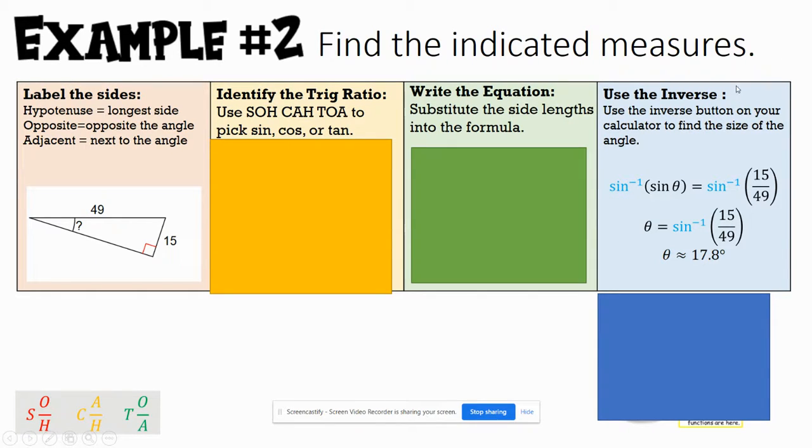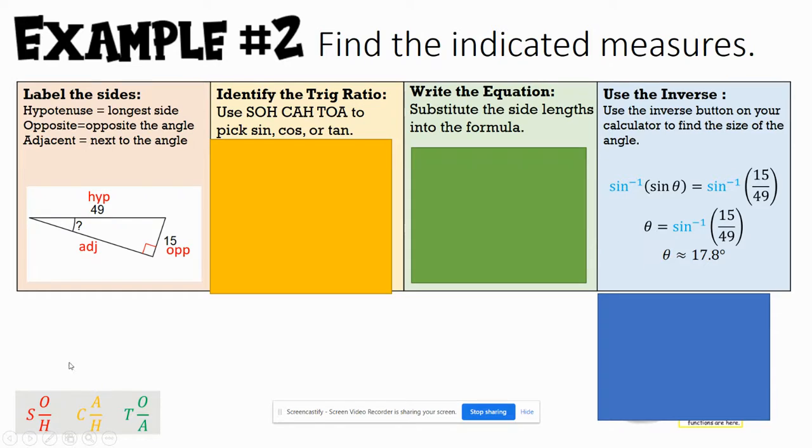Number 2, let's take a look at another example. I'm going to label the side lengths. So what was the hypotenuse? That's always across from the right angle. If I touch the angle, I'm touching the adjacent side, and then the only thing that's left is the opposite side. My goal is to find an angle. That means that I must know two of the sides. What two sides do you know? You knew the opposite and the hypotenuse.